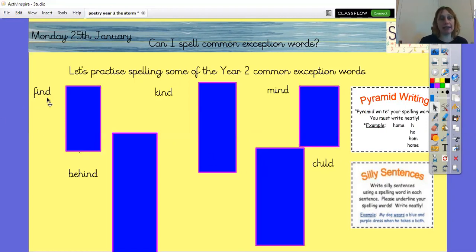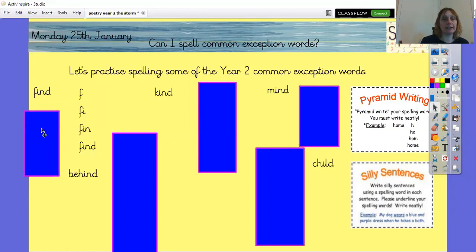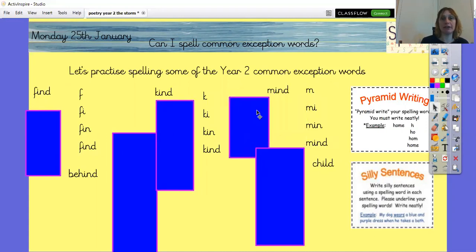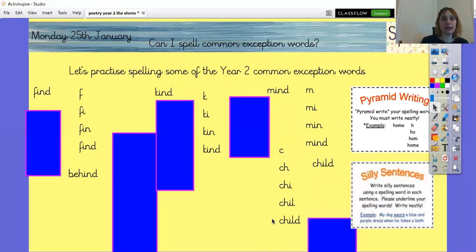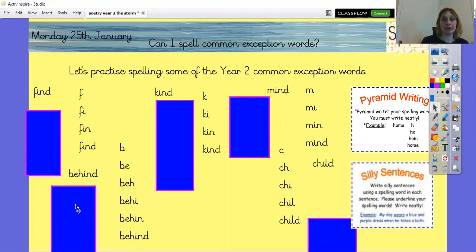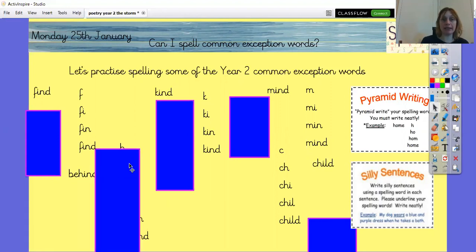So we've got find. Here it is as a pyramid. Kind. Again, there it is. Mind. Move it over. Child down here. And then the last one, behind. So I'm going to put it there. So I'm going to cover them back over again and hide the pyramids.